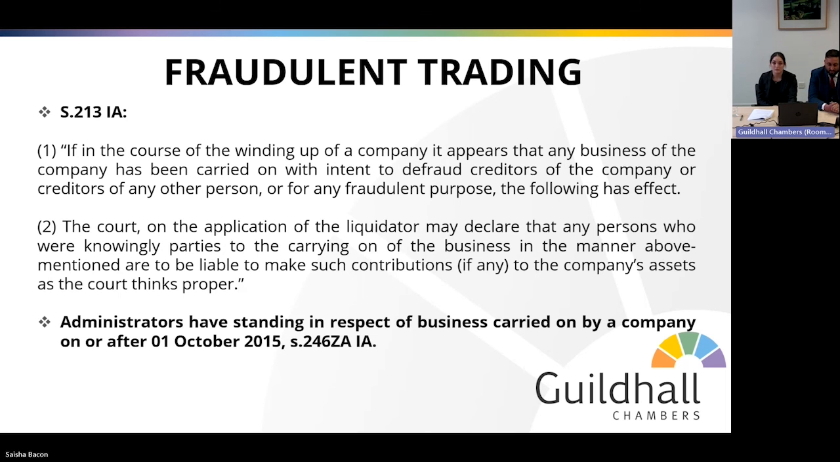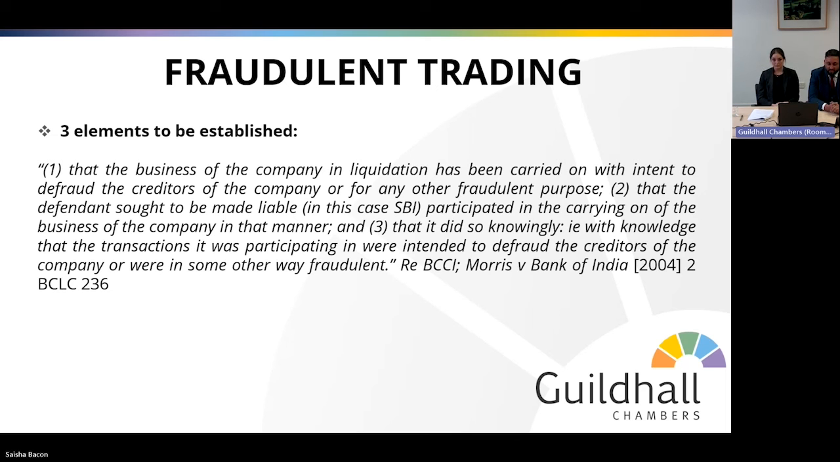The elements of this cause of action are, firstly, that the business of the company in liquidation has been carried on with intent to defraud the creditors of the company or for any other fraudulent purpose; that the defendant participated in the carrying on of the business of the company in that manner; and that it did so knowingly, i.e. with knowledge that the transactions it was participating in were intended to defraud the creditors of the company or were in some other way fraudulent.